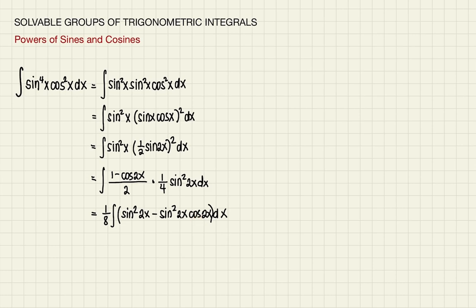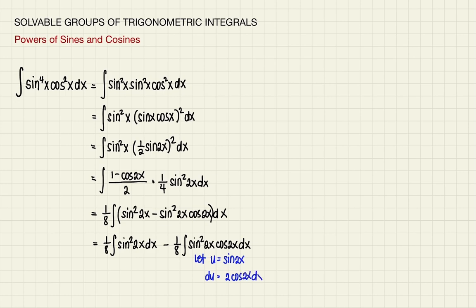So we're going to write this as two integrals. That's 1 over 8 integral of sine squared 2x dx minus 1 over 8 integral of sine squared of 2x cosine of 2x dx. So this time we perform substitution. We let u equals sine 2x. So du equals 2 cosine of 2x dx.